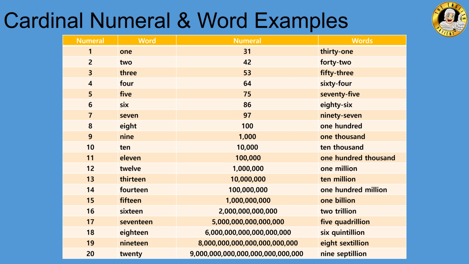Here is an illustration of how cardinal numbers will work. Starting from the top left, we have the numeral and then the word for that numeral. So the first is 1, and then 2, 3, 4, 5, 6, 7, 8, 9, and 10. 11, 12, 13, 14, 15, 16, 17, 18, 19, and then 20.